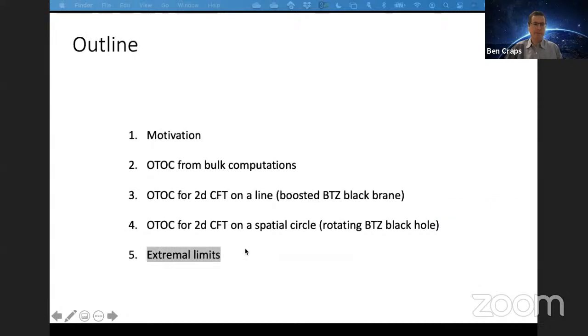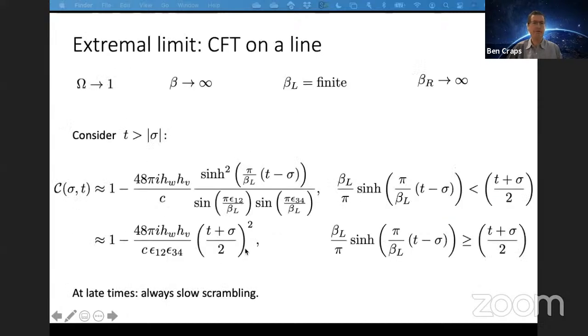Okay, let me move on to the extremal limits. I will be very brief about that. First, we want to take omega to 1 to have the maximal rotation. We take the temperature to infinity while keeping beta left finite, so beta r goes to infinity. And then the result for the OTOC to order 1 over c will be the following.